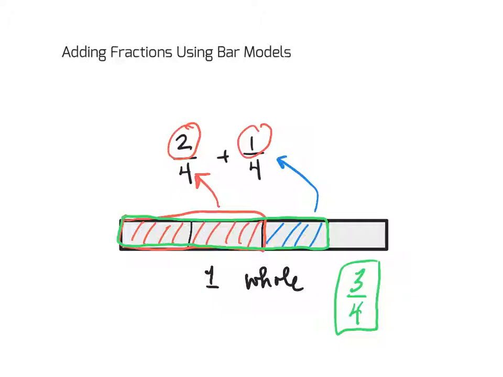So basically, when you have the same denominator, you could just add the numerators together. So, right? 2 plus 1 equals 3, and I get 3 fourths. So having the same denominator actually makes the addition of fractions pretty easy.